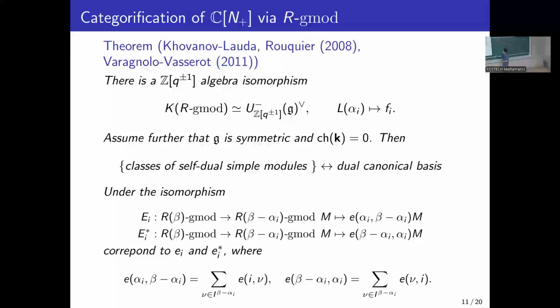And let me mention one more thing. Under this isomorphism, it's easy to see that there is a functor from R beta G modules to R beta minus alpha_i G modules. So we decrease the weight by alpha_i. Here we take a module M, and e(i)M denotes the module multiplied by some idempotent. This idempotent is given in this way: roughly speaking, we take the sum of all idempotent generators which start with alpha_i at the first position. And similarly, e(i)* is a functor where we multiply the idempotent given this way to the module M, and we get the functor.